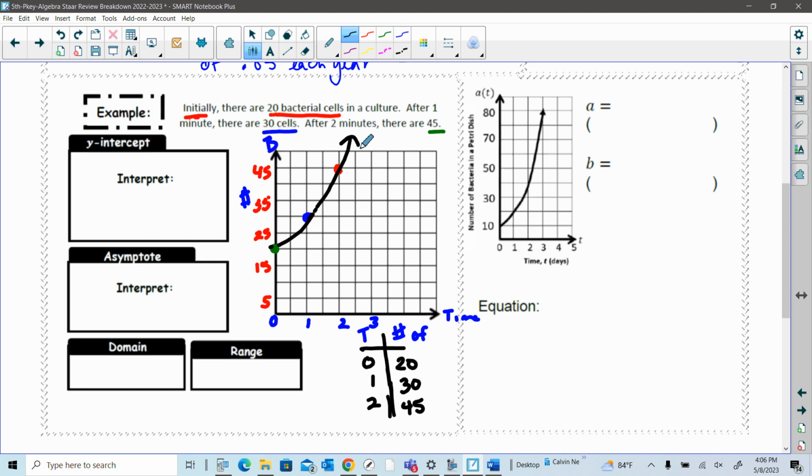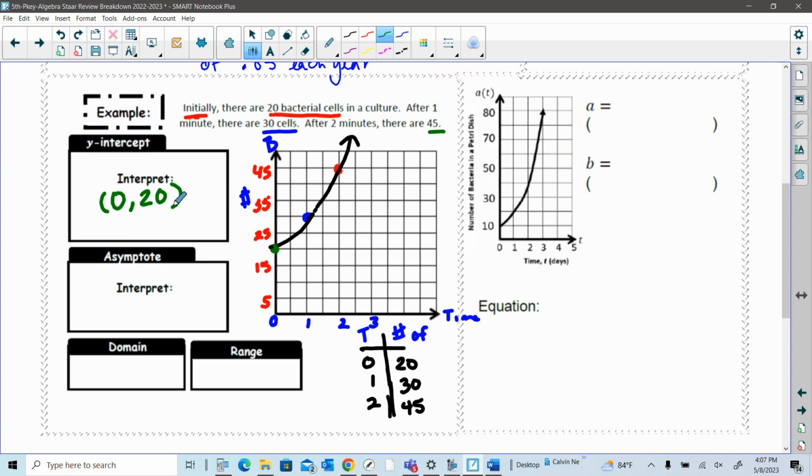So they want us to find the y-intercept. Basically, that's where x is 0 right here. Sorry, I said x-intercept, I meant y-intercept. So the y-intercept is at (0, 20). And what does this mean? Basically, it's the initial amount. To interpret, this is the starting amount of bacterial cells.